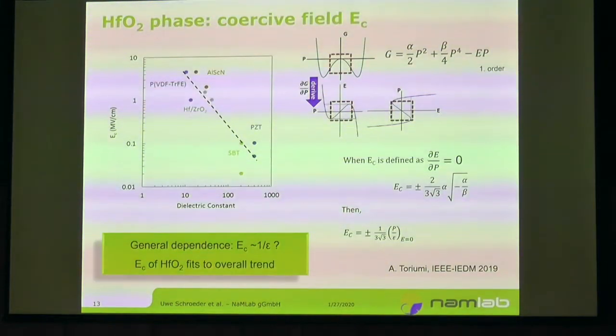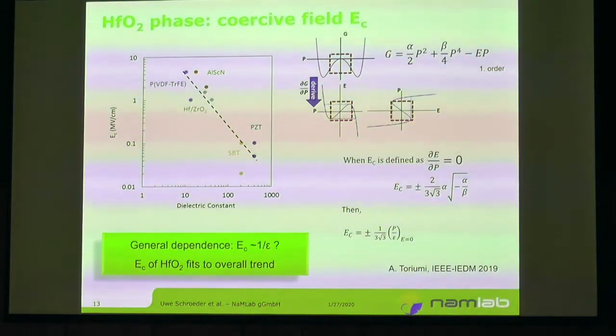From this, the question comes: why is the coercive field a factor of 10 lower in one case and the dielectric constant at the same time a factor of 10 higher? We looked into textbooks and couldn't find any relation.